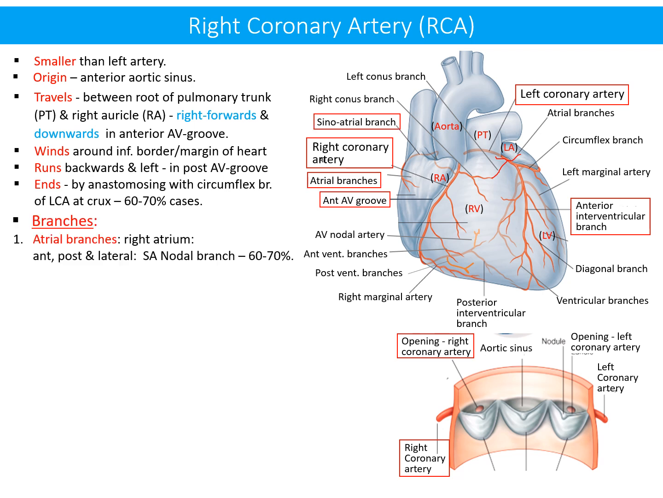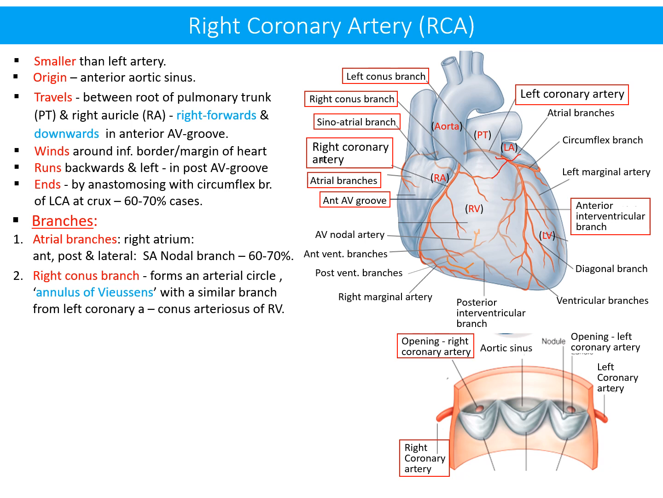As regard the branches, number one, atrial branches are anterior, posterior, and lateral branches to the right atrium. In addition, a sinoatrial nodal branch in 60 to 70% of the cases is given. Number two, the right conus branch, which forms an arterial circus, named the annulus of Vieussens, with a similar branch from the left coronary artery at the conus arteriosus of the right ventricle.